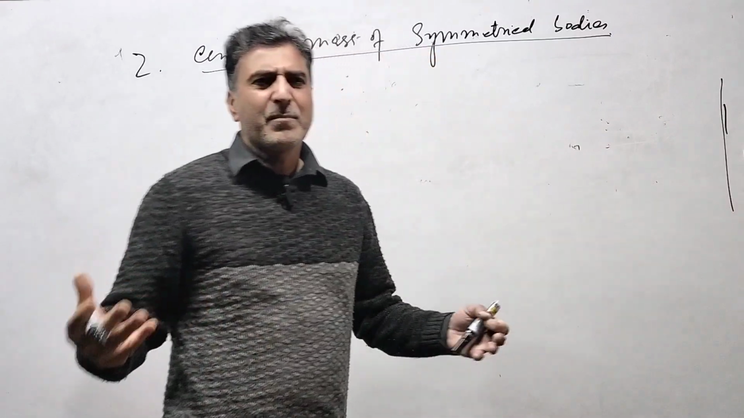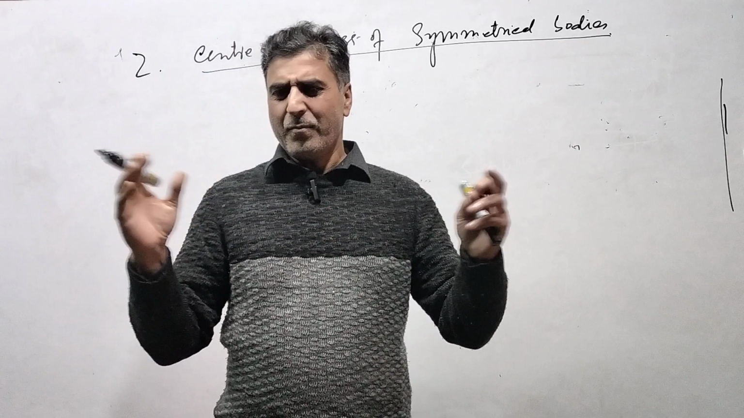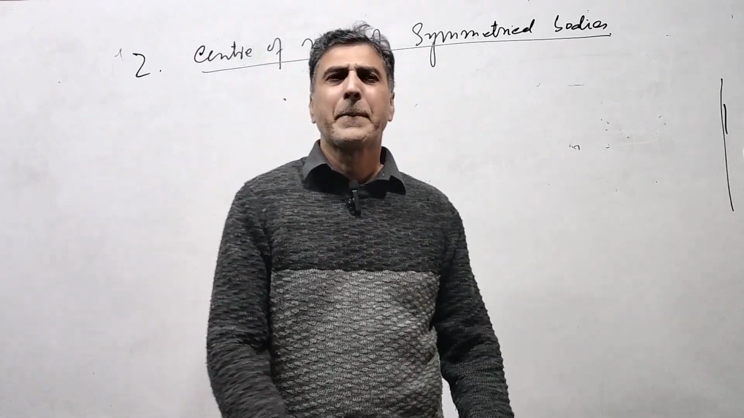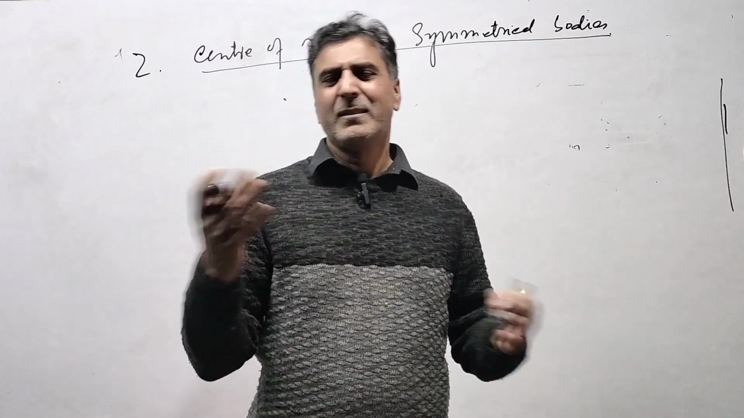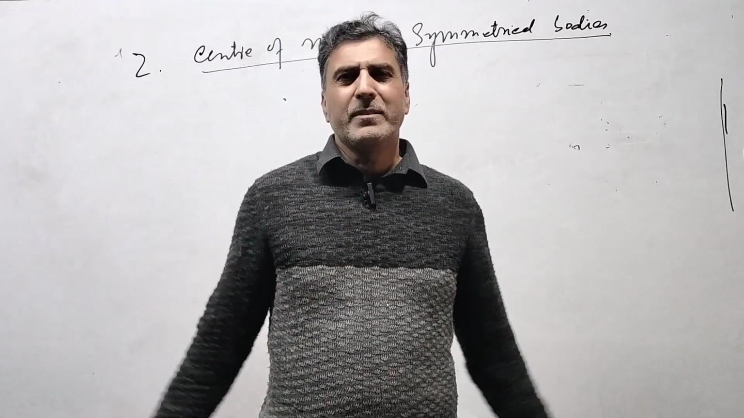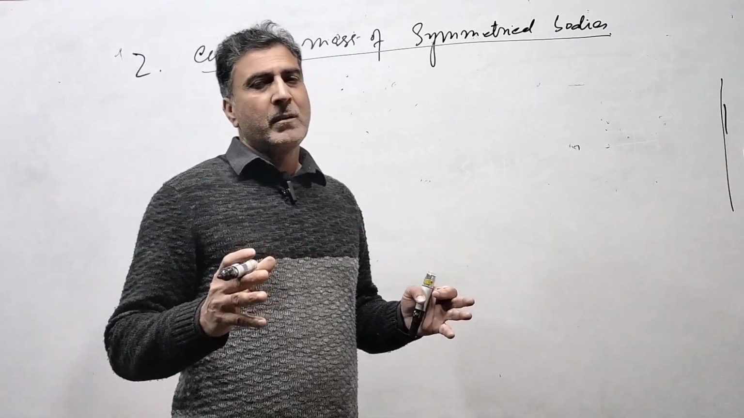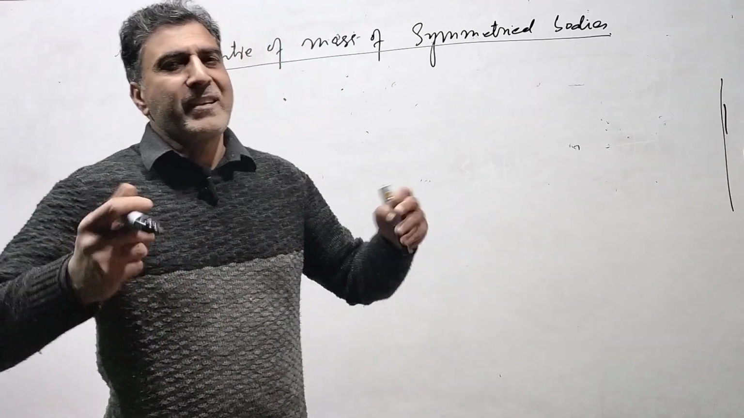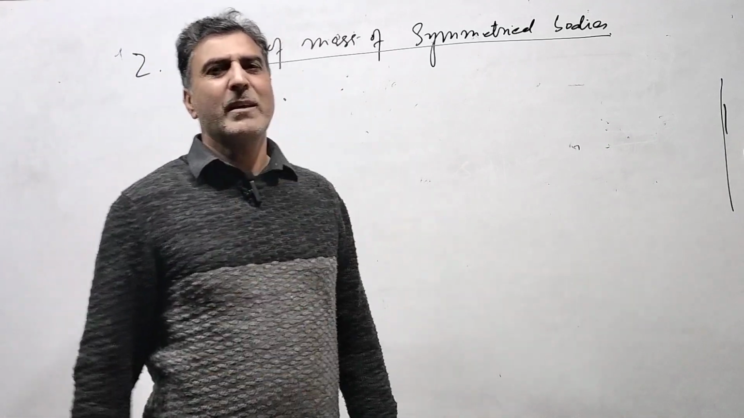Symmetrical bodies like a sphere, a ring, a rod of uniform mass density, an equilateral triangle, they are symmetrical. These are called symmetrical bodies. The center of mass of all the symmetrical bodies is at their geometrical centers. जो उनका geometrical center होता है वही center of mass होता है.